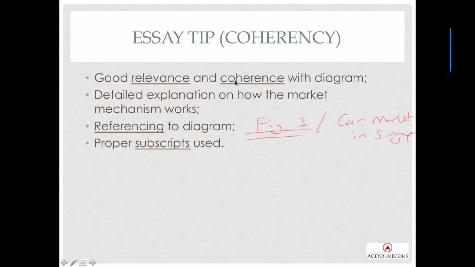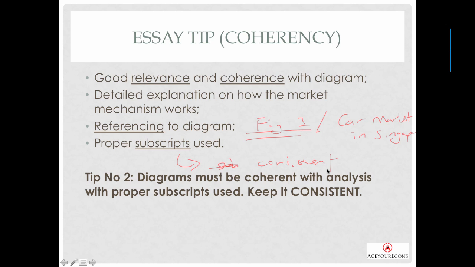And lastly, you need to have proper subscripts, and make sure that your subscripts are also consistent with what you are writing. Sometimes I see students draw different subscripts and use different subscripts to explain what they have drawn, so they do not match. So make sure whatever you draw in your diagram, the subscripts DD0, DD1, when you are writing, you don't have DD star, DD star prime. This is something that you need to take note. So to sum it up, diagrams must be coherent and consistent with your analysis.